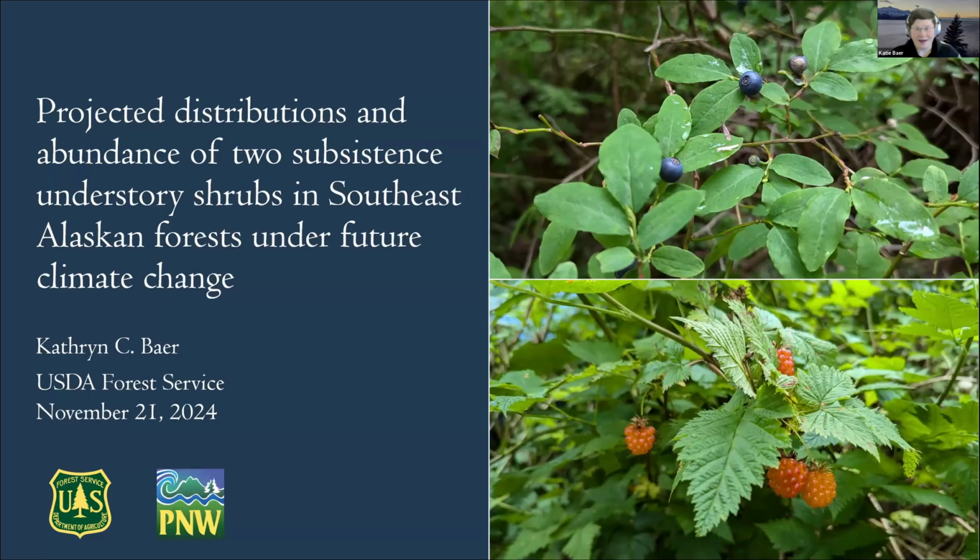I'm going to take us from the overstory into the understory. So I am the shrub contingent of this trees and shrubs session. And today I'm going to be talking to you a little bit about a project I've been working on, trying to understand how climate change might shape the distribution and abundance of a couple of really important subsistence species in the forest of Southeast Alaska.